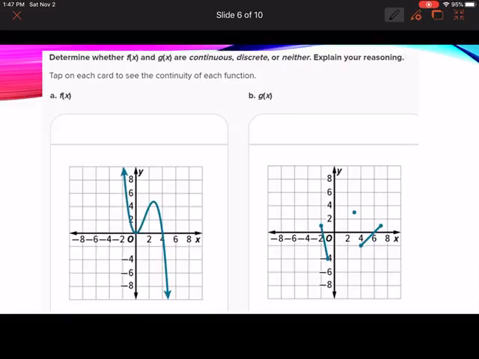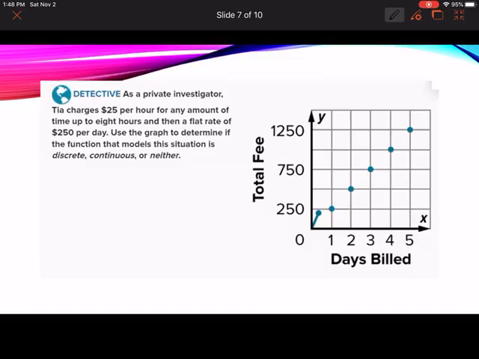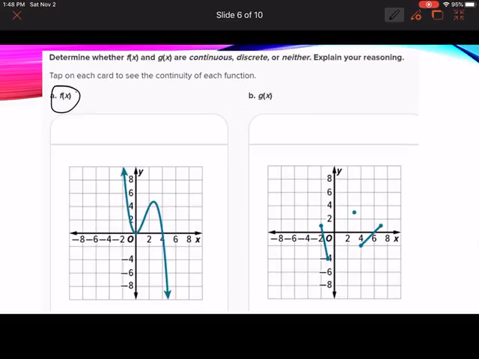Okay, so determine whether f of x and g of x are continuous, discrete, or neither. Explain your reasoning. So this one right here, f of x, so this is how we notate it. We say this is f of x. It looks like a continuous line to me. So this is continuous.